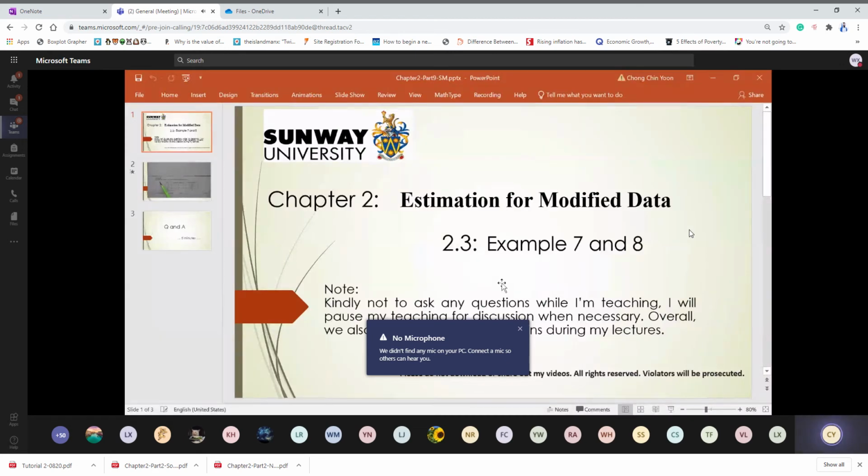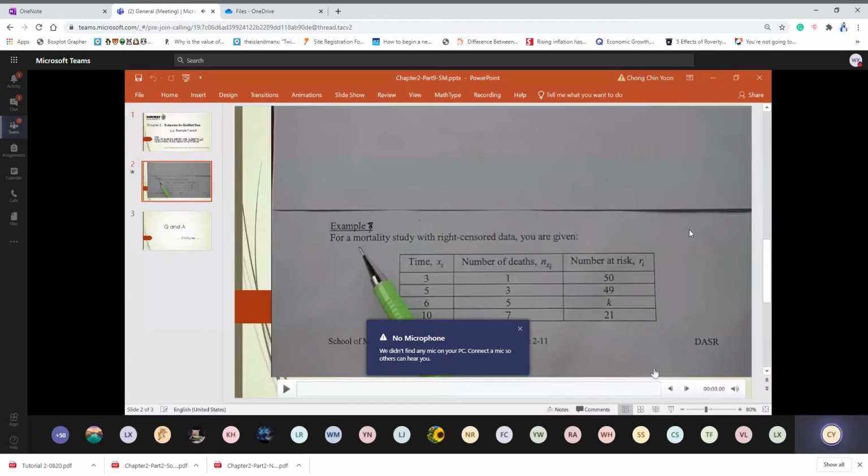So we have two more examples, 7 and 8. Now, for some questions you no need to count the risk set, so it's already given. For this type of question, you save a lot of time because you no need to calculate the risk set. You need to calculate the conditional frequency. We just apply the result whatever is given. Okay, you look at this question, please.